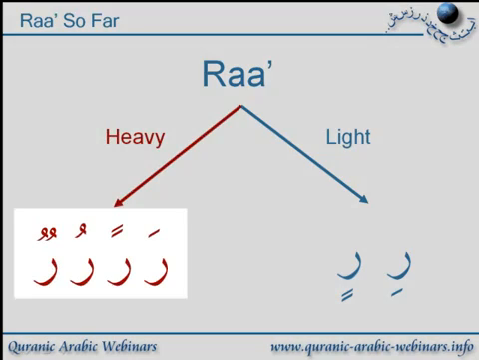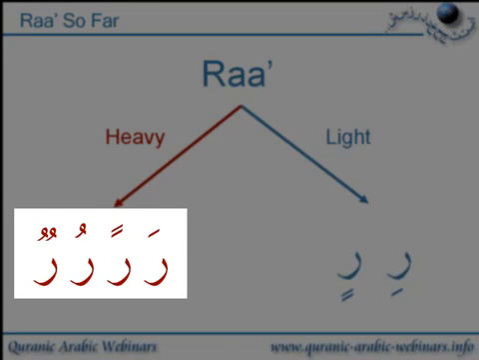Then we have the heavy versions of Ra. So when Ra carries a fatha, fathatain, a dhamma or a dhammatain, then it is pronounced heavy, i.e. with a full mouth. So instead of saying Ra with a slight smile, we say Ra, and that is with a full mouth. Okay, so a bit more of a rounder mouth. So Ra, then we have Run, Ra, Run, Ru, Run.